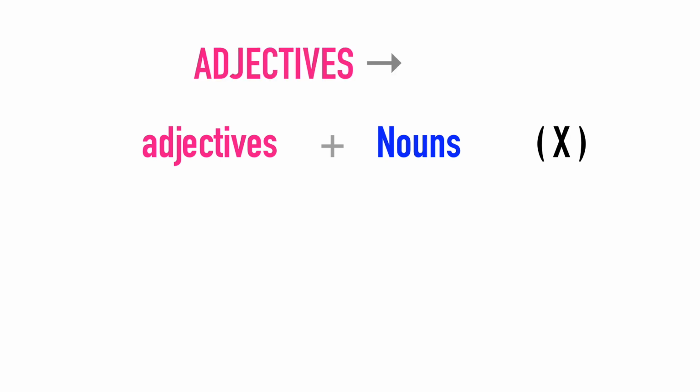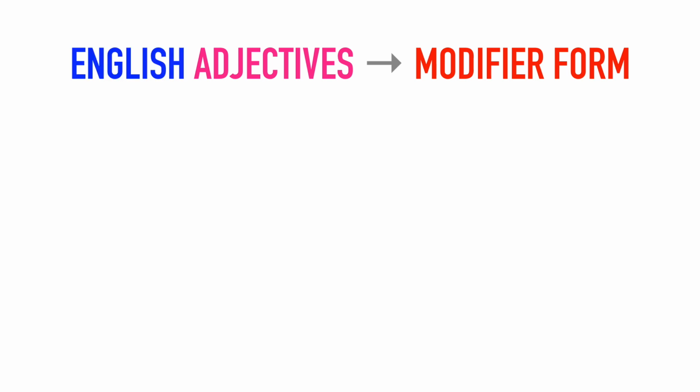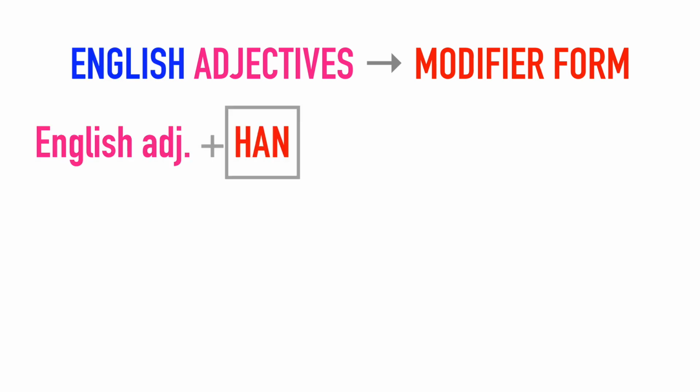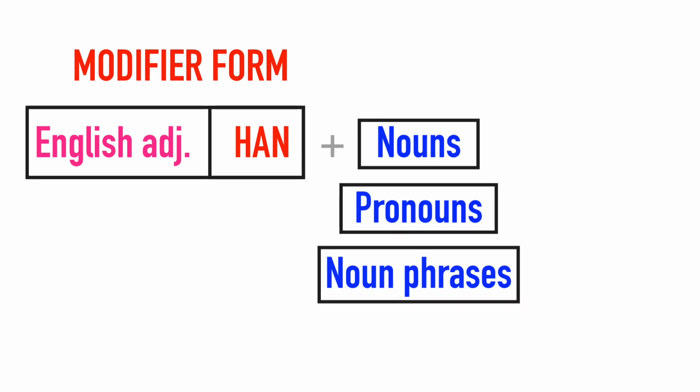For those who haven't watched my previous videos and for those who forgot what we learned before, I'm gonna quickly remind you here that to modify nouns in Korean, we don't just place adjectives in front of them as they are, we first convert them to a form called the modifier form. And in case of using English adjectives, all you have to do is to add han at the end and then replace nouns or pronouns or noun phrases after.